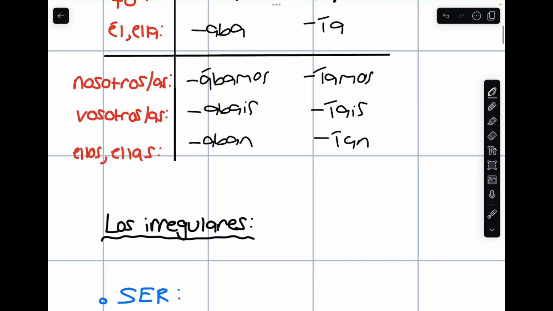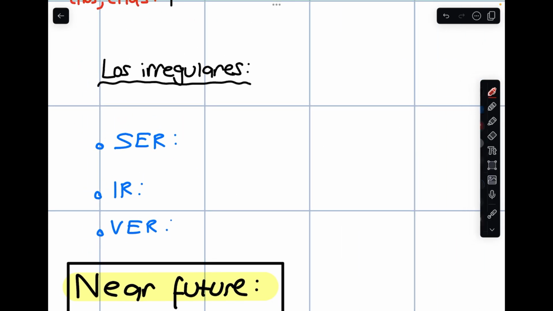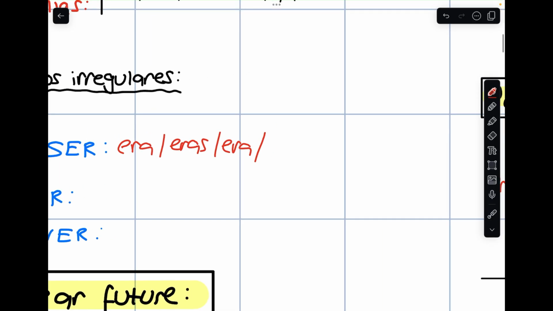Now, interestingly, in the imperfect, there are only 3 irregular verbs. So we have ser, ir, and ver. Ser becomes era, eras, era, éramos, erais, and eran.